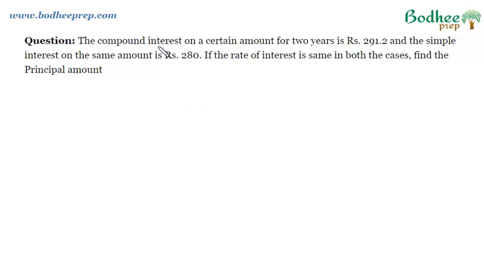Now in this question it says that the compound interest of a certain amount for 2 years is rupees 291.2 and the simple interest on the same amount for the same period obviously would be 280. So if the rate of interest is same in both the cases, we have to find the principal amount.